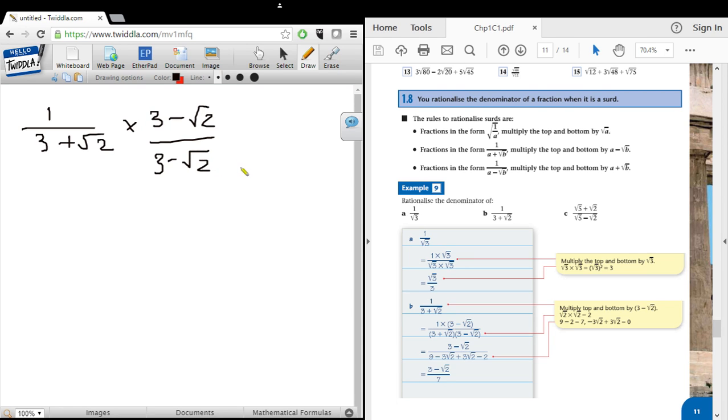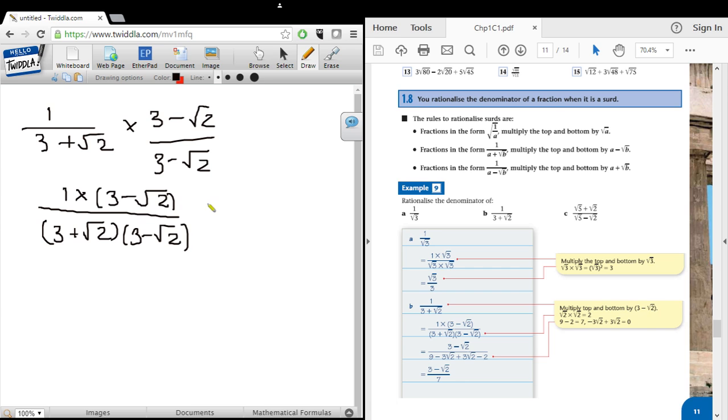And as is the case with multiplying fractions, this is something that you would have done from a very early age. We multiply 3 plus the square root of 2 by 3 minus the square root of 2, and we're left with 1 times 3 minus the square root of 2. So on the top it's pretty simple. That was 3 minus the square root of 2.